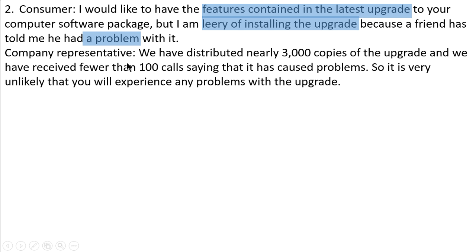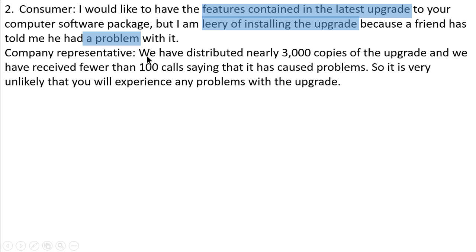Company representative says, we have distributed nearly 3,000 copies of the upgrade and we have received fewer than 100 calls saying that it has caused problems. So it is very unlikely that you will experience any problems with the upgrade.